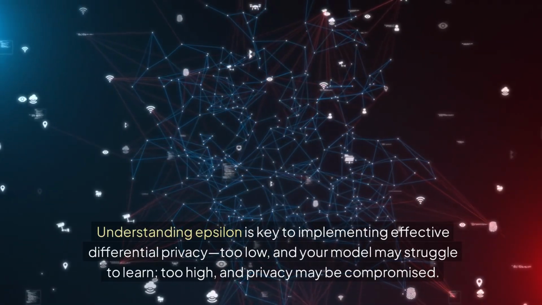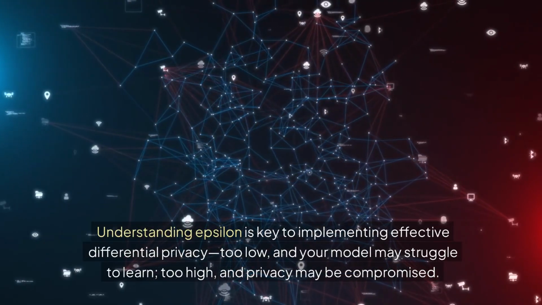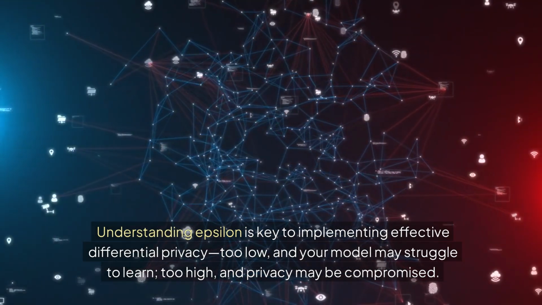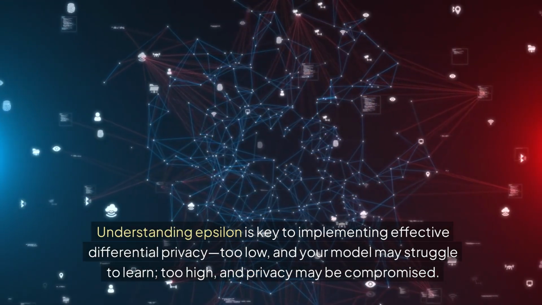Understanding epsilon is key to implementing effective differential privacy. Too low, and your model may struggle to learn. Too high, and privacy may be compromised.